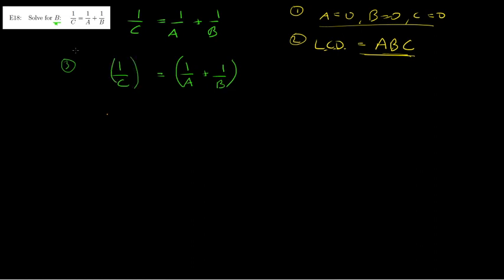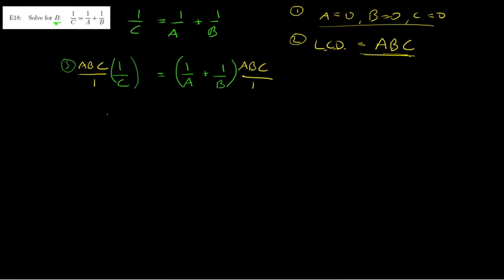So, you know why I'm doing this. We're going to multiply both sides by the LCD. The LCD is ABC, or a times b times c. But not top and bottom, right? Left and right. Right? Only in the numerators.